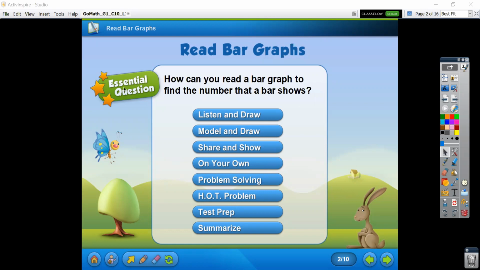Today we are going to be working on bar graphs. If we take a look at our essential question over here, how can you read a bar graph to find the number that a bar shows?